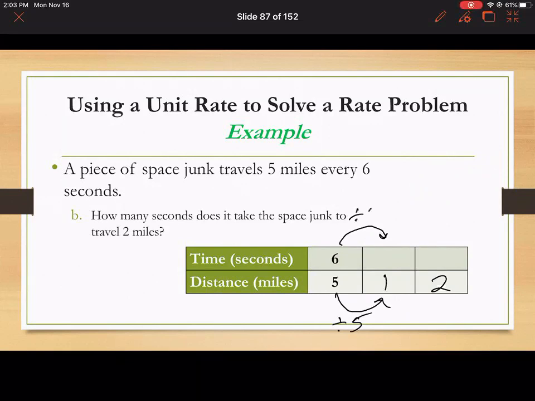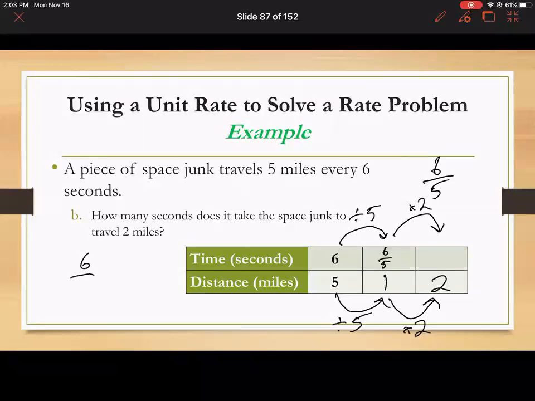So I'm going to divide by 5 here as well. 6 divided by 5 would be 6/5. I'm going to leave it as an improper fraction because I'm going to multiply it here in a second. So it'd be 6/5. Then I can do the times 2.